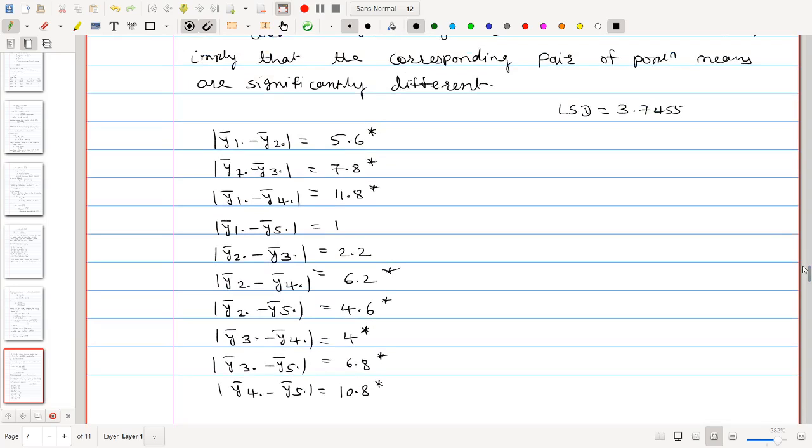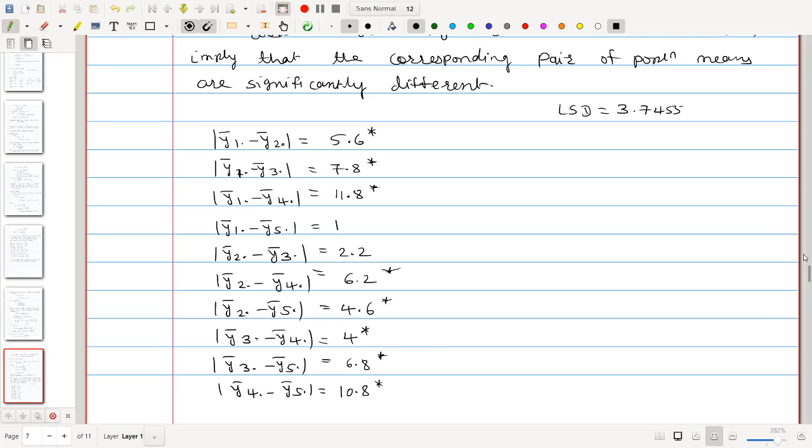Now the starred value indicates the corresponding pair of treatment means are significantly different. Means μ1 is not equal to μ2, μ1 is not equal to μ3, μ1 is not equal to μ4, but μ1 is equal to μ5 because here it is not a star. μ2 is equal to μ3. μ2 is not equal to μ4, μ2 is not equal to μ5, μ3 is not equal to μ4, μ3 is not equal to μ5, and μ4 is not equal to μ5.